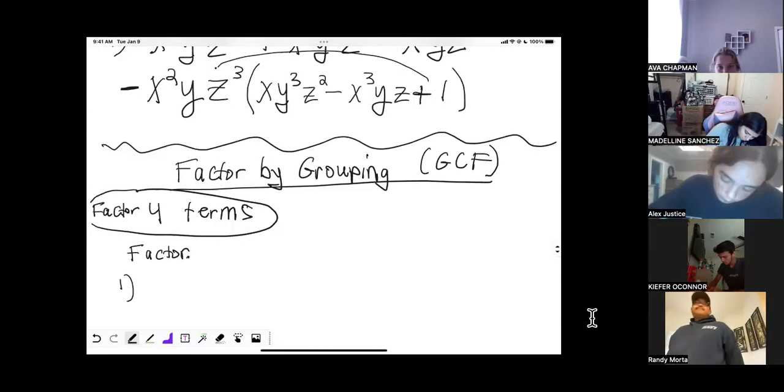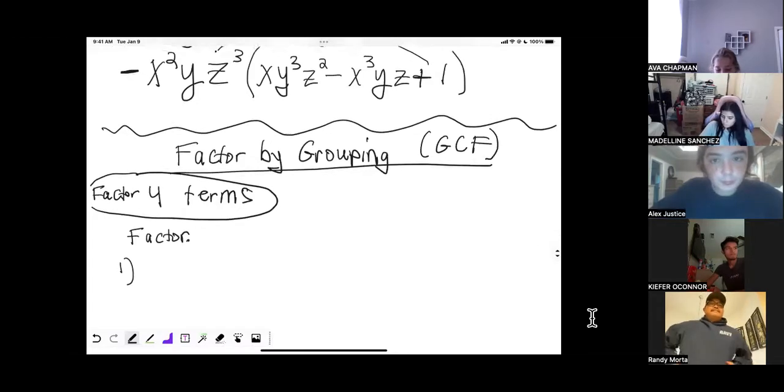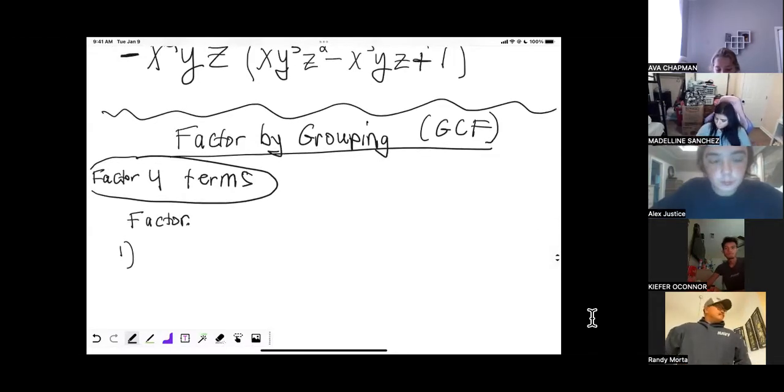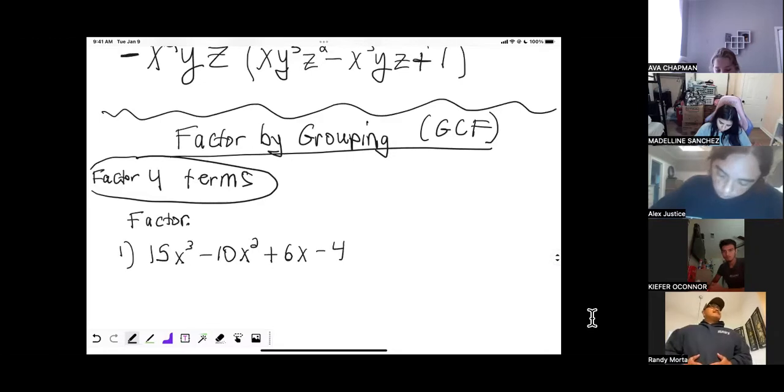And we're going to do a bunch of them to practice, but it's all about greatest common factor. The whole thing about factor by grouping is greatest common factor. So here's an example of a problem. 15x to the third minus 10x squared plus 6x minus 4. Four terms, they cannot be simplified. They all have different exponents. Four terms.